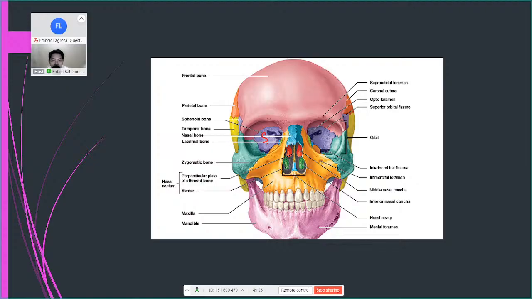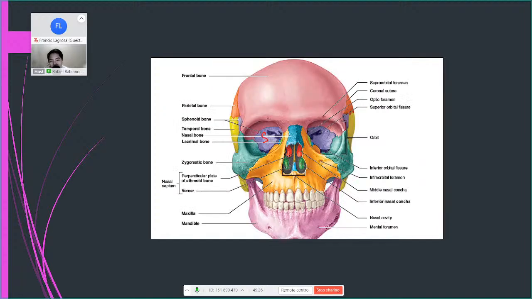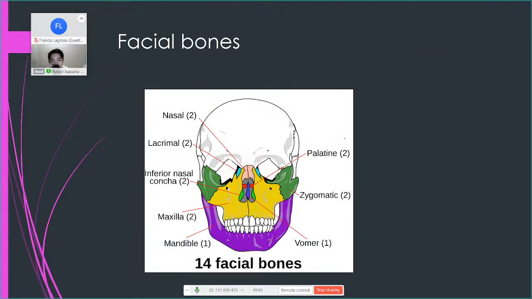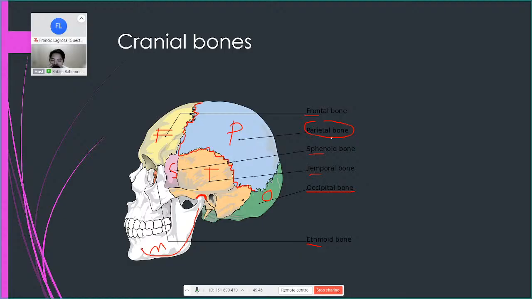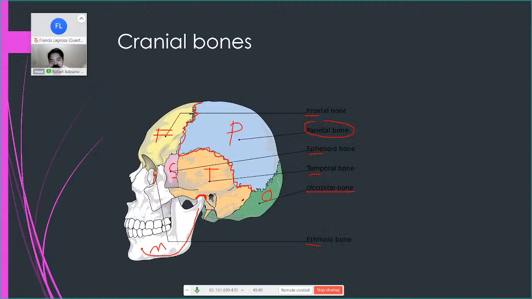So the ethmoid is also hard to visualize. Right here, this is the ethmoid, meaning the yellow part. It's inside. It's hard to visualize because it's inside. Okay, that's the main reason. You cannot even see the ethmoid from here. Alright, so those are the trivia for the ethmoid and the sphenoid. Okay, so we're done with the cranial bones. Again, PT-FOES.